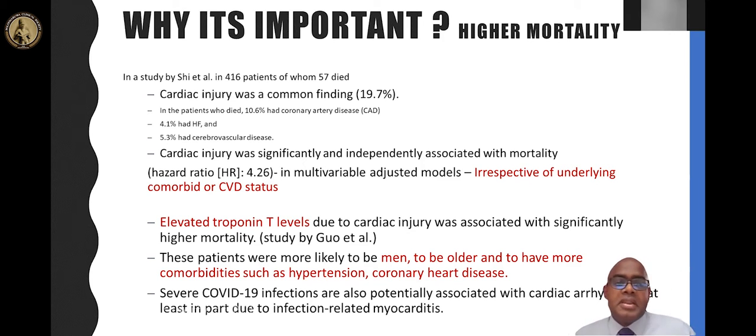These troponin-elevated patients are usually men, tend to be older, and usually have associated comorbids like hypertension, coronary artery disease, and cardiovascular risk factors in their backgrounds. So older patients have more risk. And we have to understand that most COVID infection patients can also have cardiac arrhythmias secondary to the infection per se, due to multiple reasons.